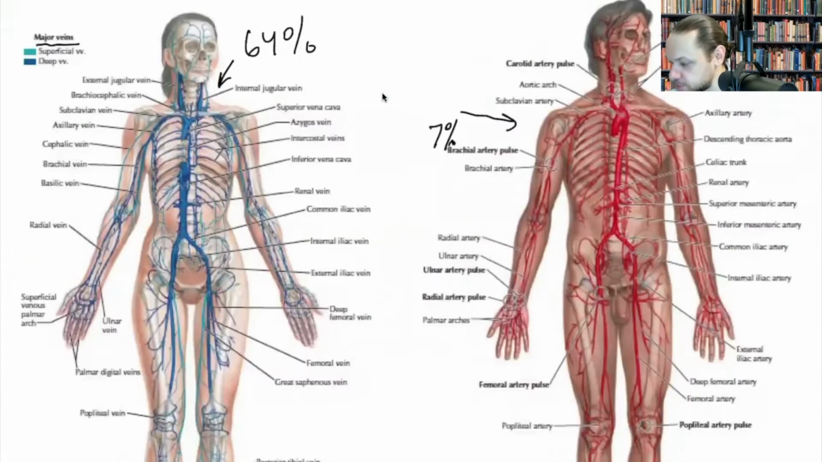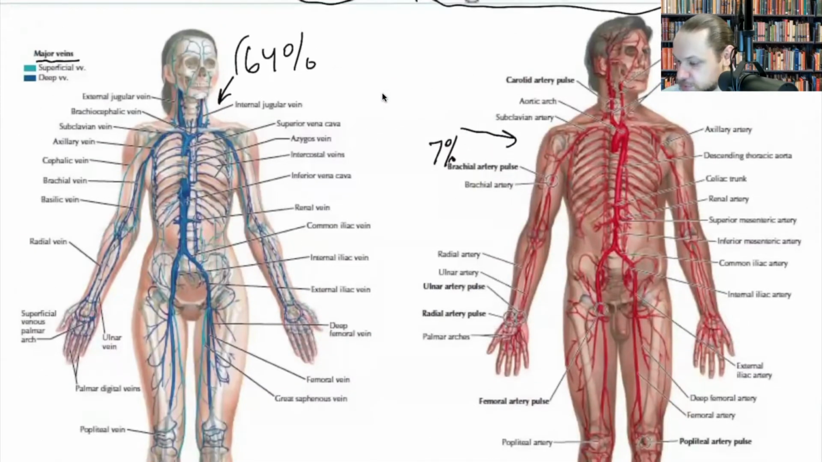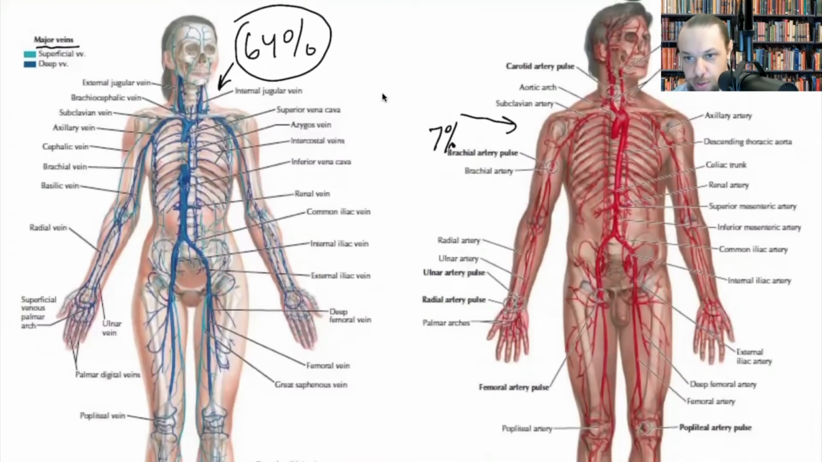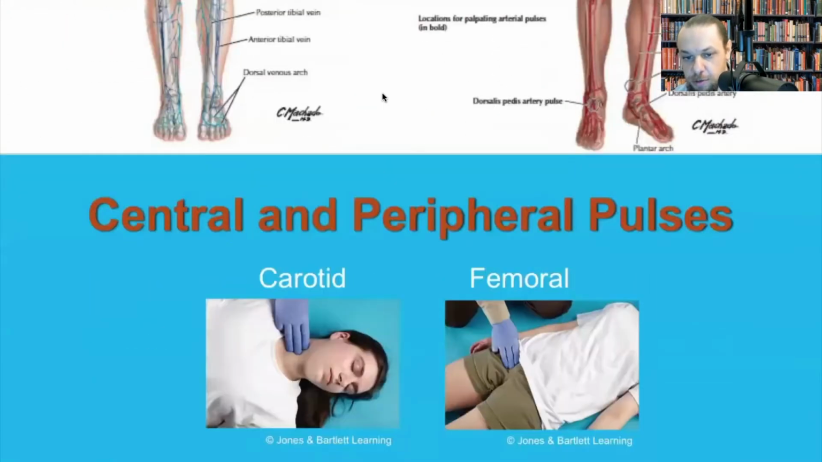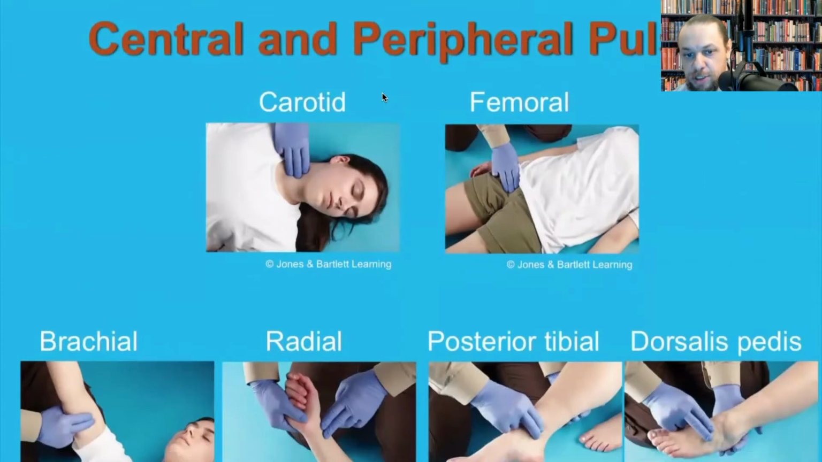So this, in the venous system, will be the predominant form where your blood is stored. The arteries, as I said, is the distribution point. Now, what's important for you to know, right? So peripheral pulses and central pulses.